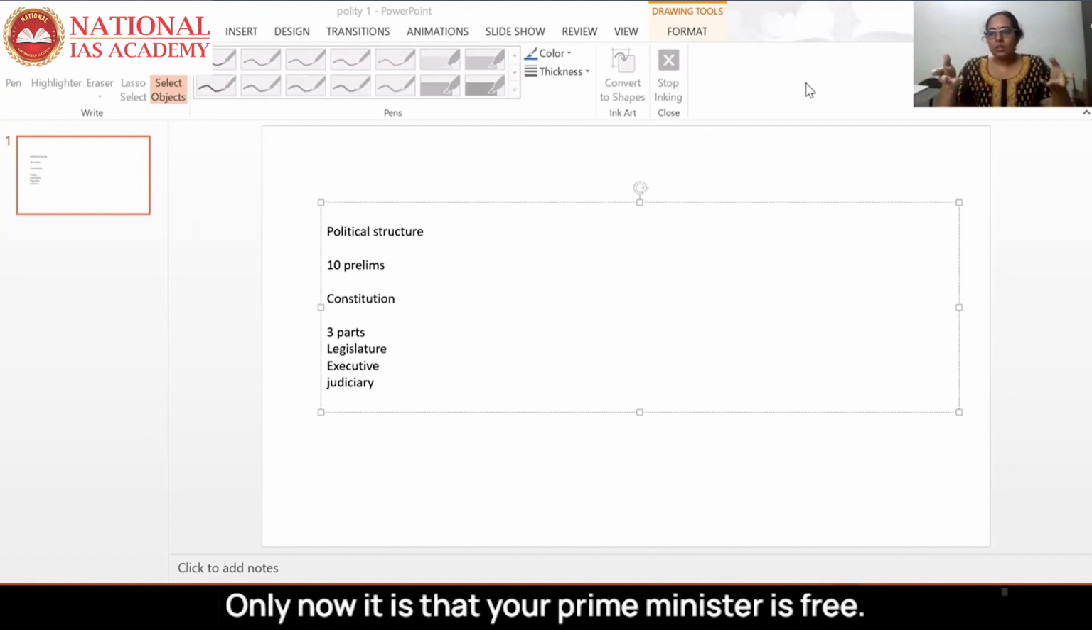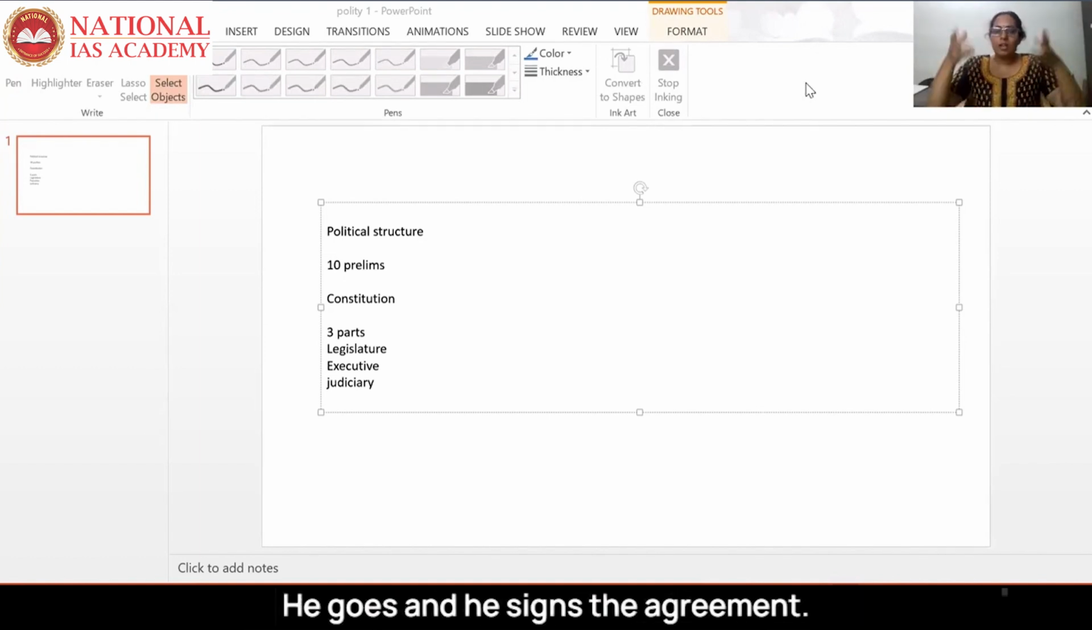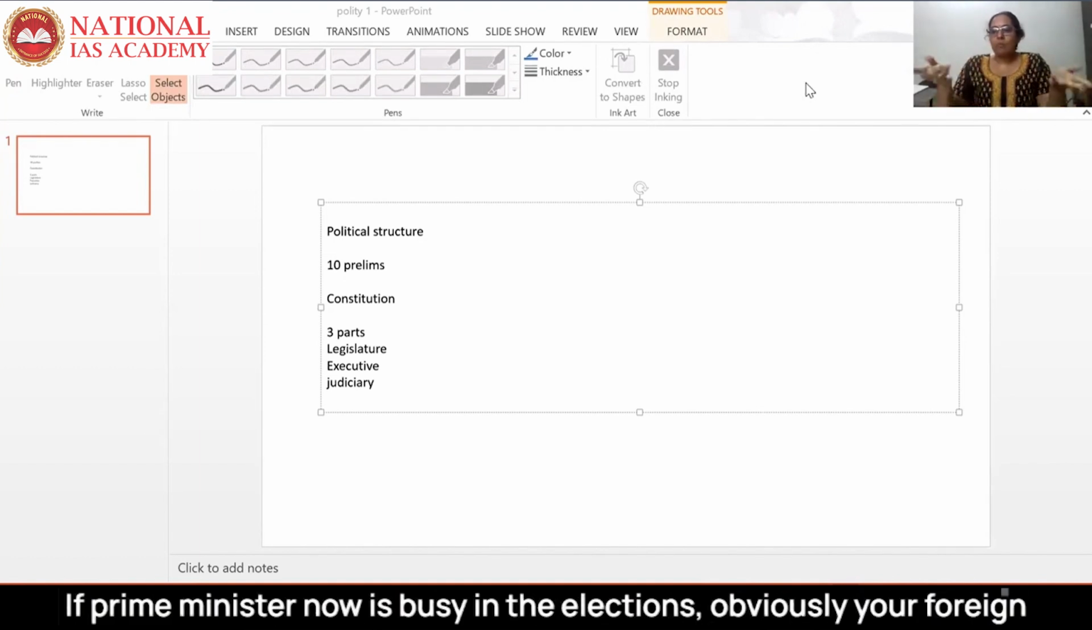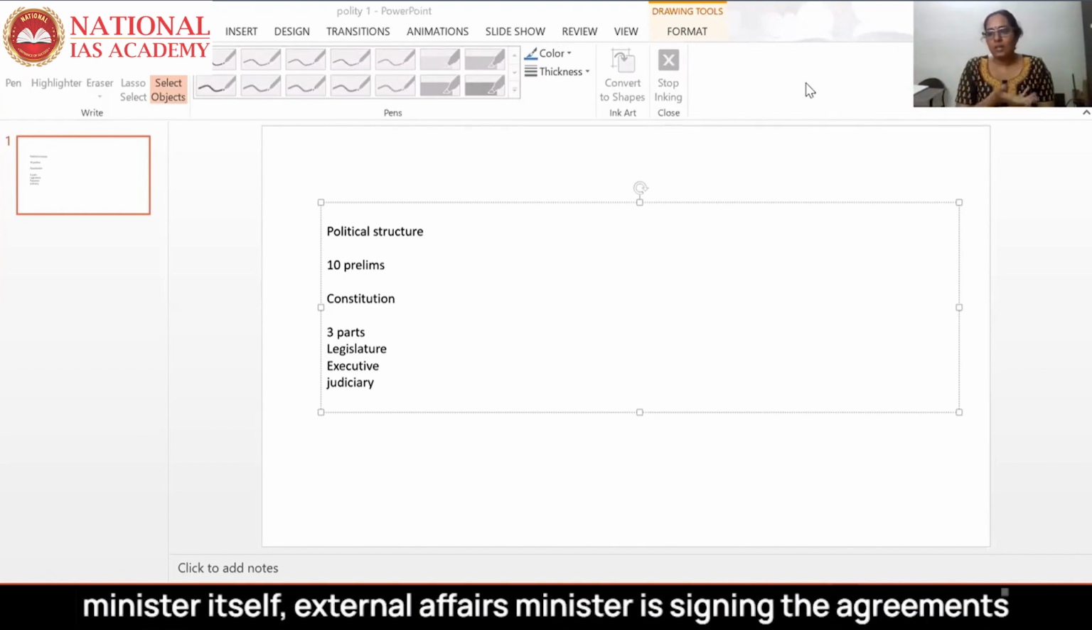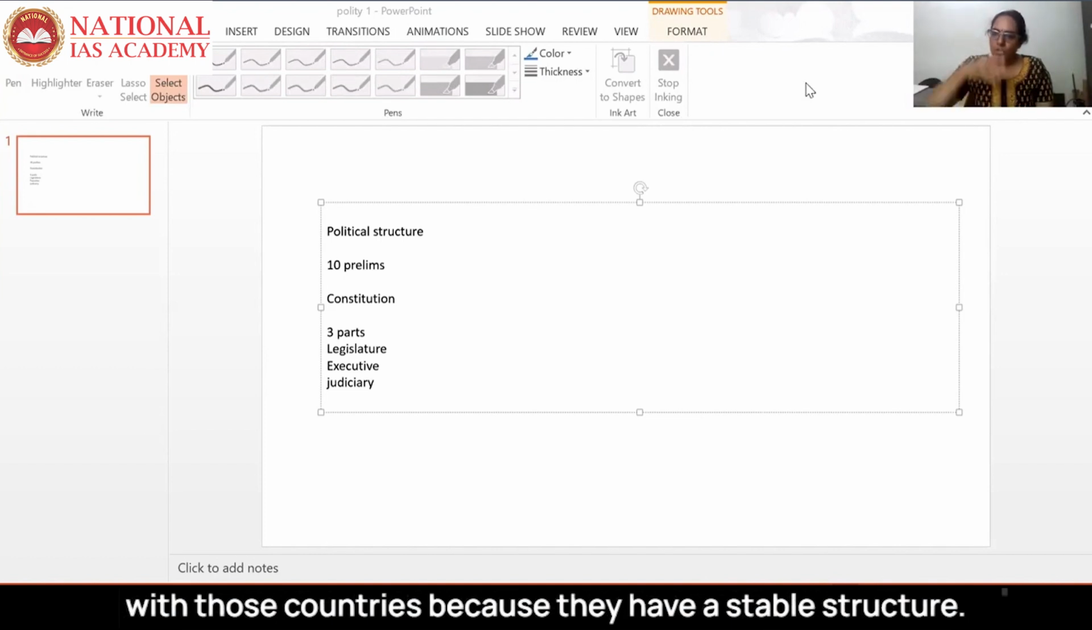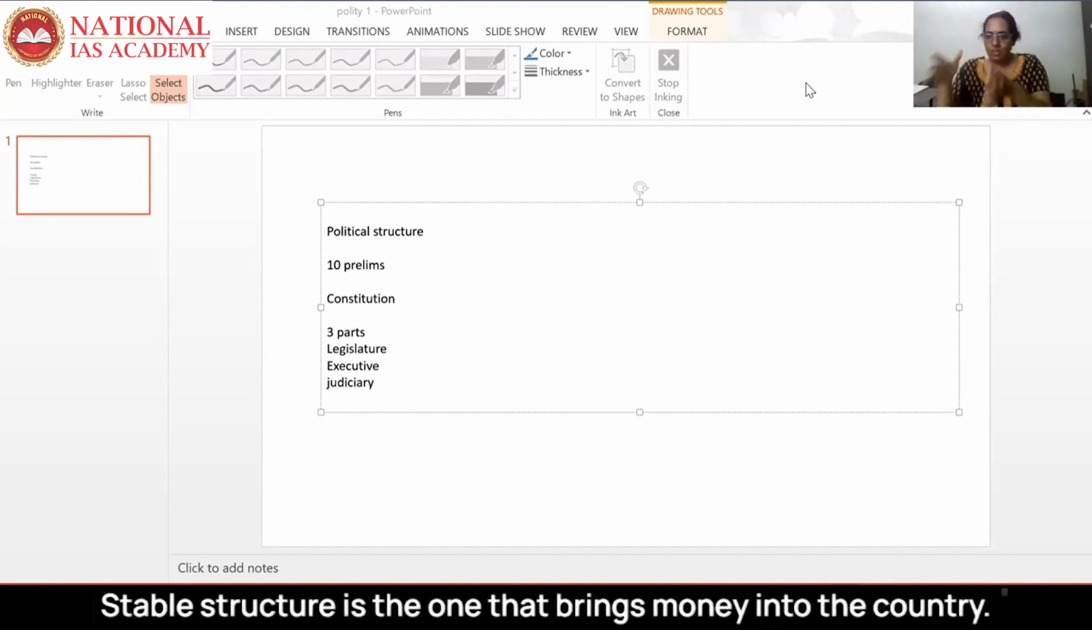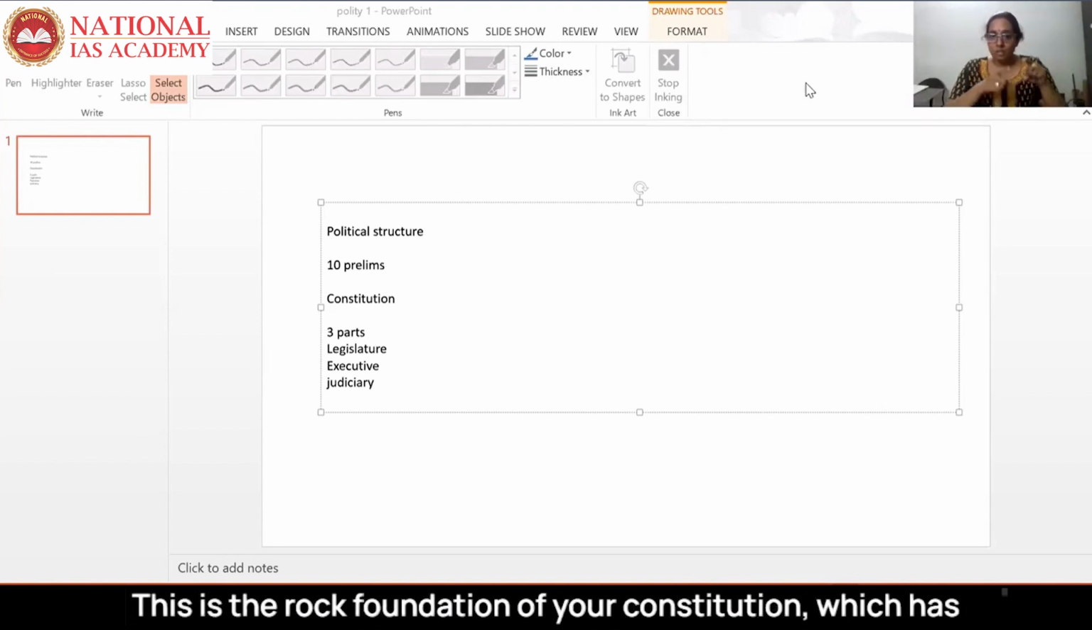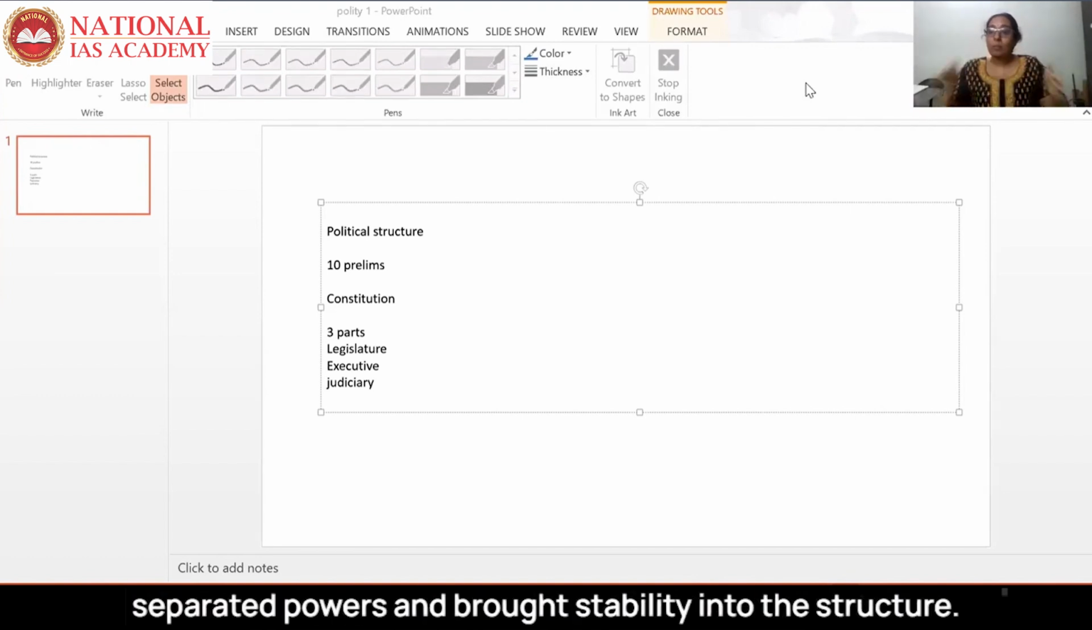Only now it is that your prime minister is free, he goes and signs the agreement. If the prime minister is busy in the elections, obviously your foreign minister, the external affairs minister, is signing the agreements with those countries because they have a stable structure. A stable structure is the one that brings money into the country. So we need to have a stable structure. This is the rock foundation of your constitution, which has separated powers and brought stability into the structure.